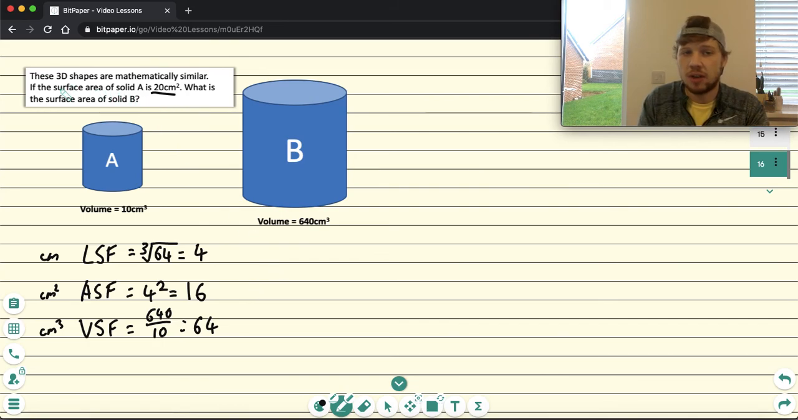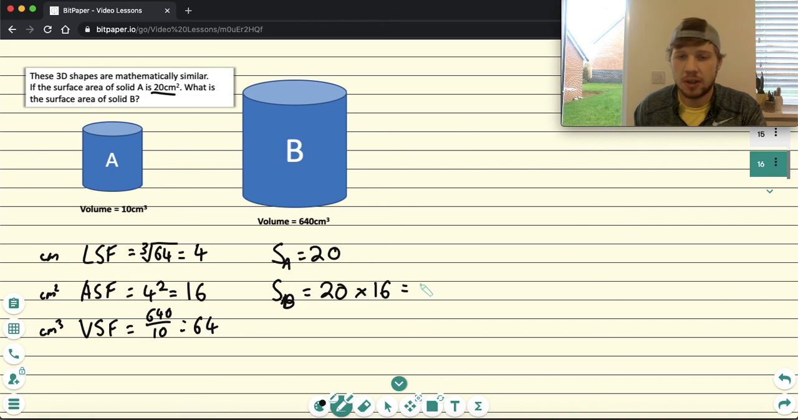So in this scenario, the surface area of A is 20. So therefore the surface area of B is going to be equal to 20 multiplied by 16, which is going to be equal to 320. And this would be in centimetres squared.